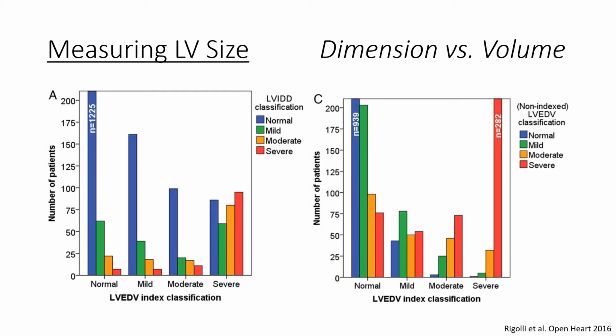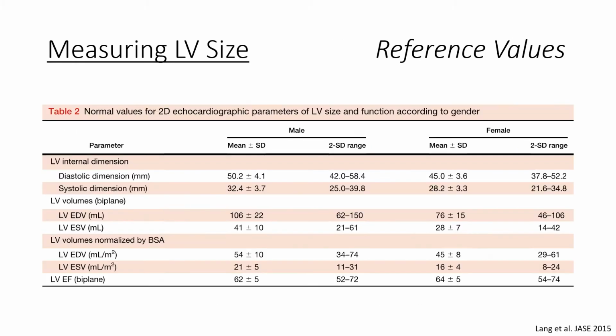The opposite happens when we use non-indexed LV end diastolic volume. So here, simple Simpson's biplane, non-indexed, what happens? A lot of patients are wrongly classified as severely dilated and then subsequently get reclassified to moderately, mildly, or not dilated at all. So from this nice study, we appreciate the importance of not only measuring a volume, but also indexing that volume to body surface area.